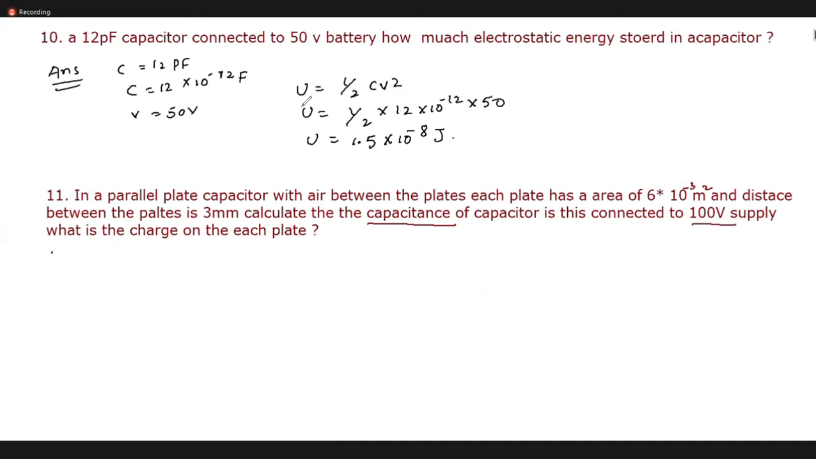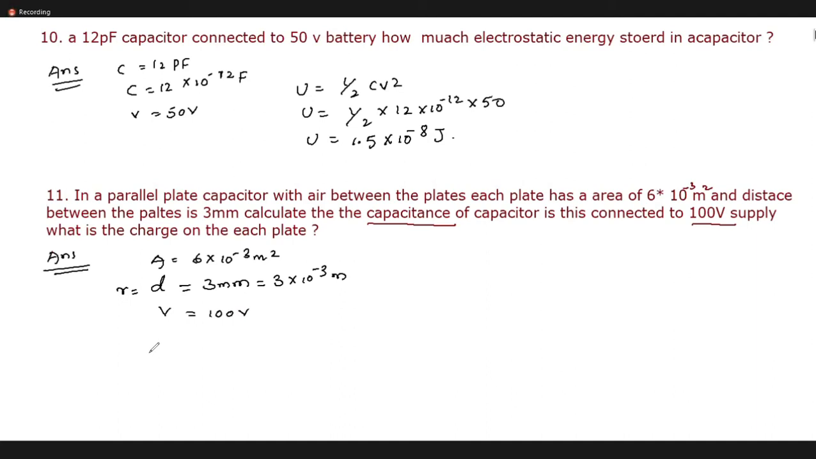So try to write whatever things you know from the question. They are given. What is this area? Area is equal to 6 into 10 to the power of minus 3 meter square. And let me say that d is equal to 3 mm. Let me write 3 mm as 3 into 10 to the power of minus 3 meter. So next, V is equal to 100 volt.